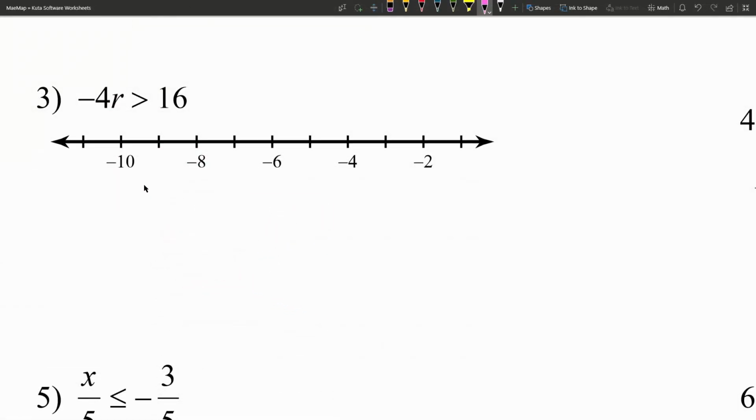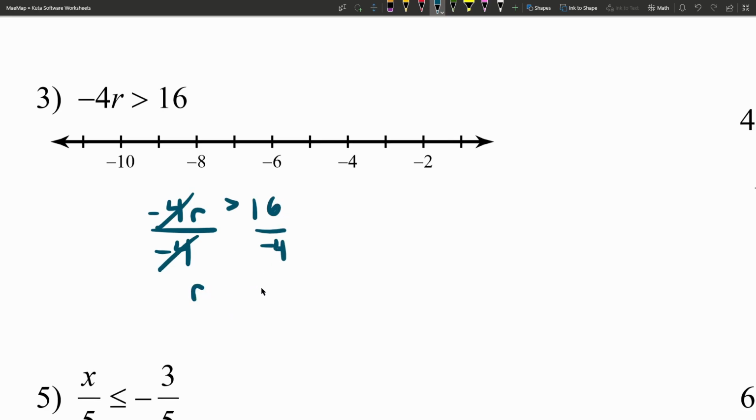For number 3, we have -4r is greater than 16. So rewriting -4r greater than 16, what are we going to do at the start? Well, we're going to divide by what r is multiplied by in order to isolate it. So since it's multiplied by a -4, we're going to divide by a -4. So -4 divided by -4 is a +1, and 1 times r is equal to that +r.